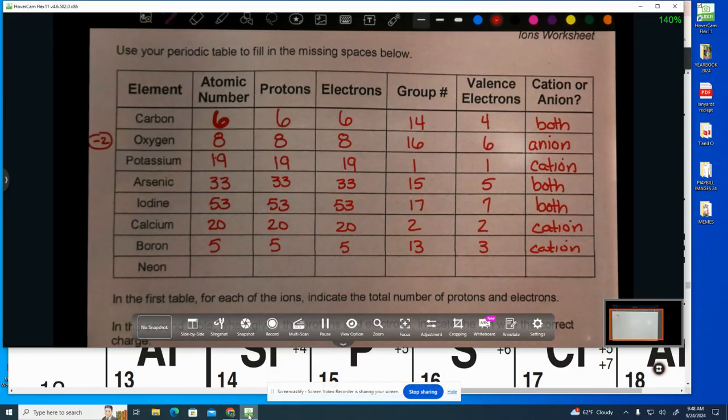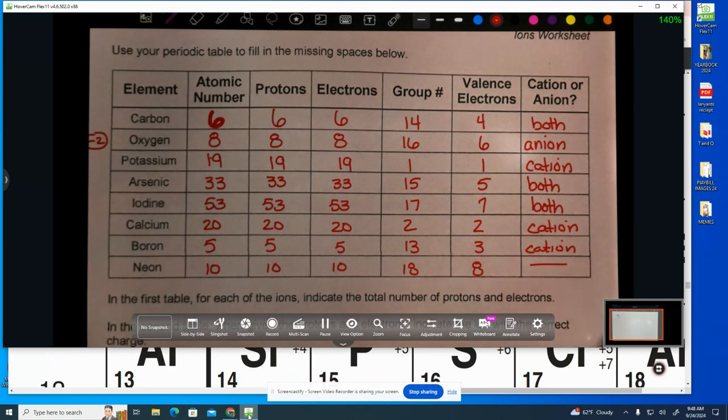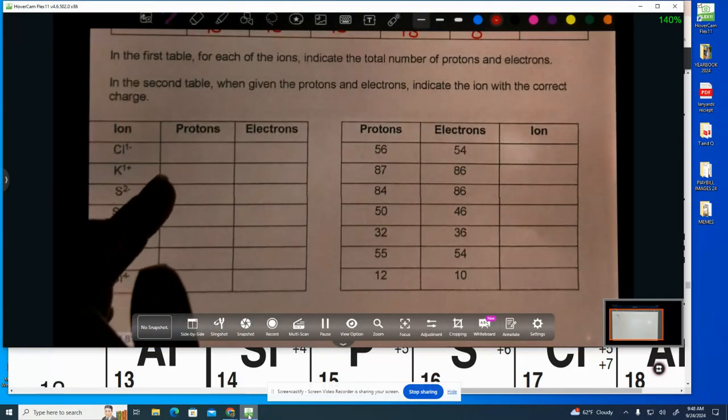All right, last one. Neon. Neon is number 10. It is in group number 18. How many valence electrons does neon have? 8. Does it form a cation or an anion? Neither. Okay, so it does not form any ions because it already has its 8 valence electrons. Capisce? Okay.